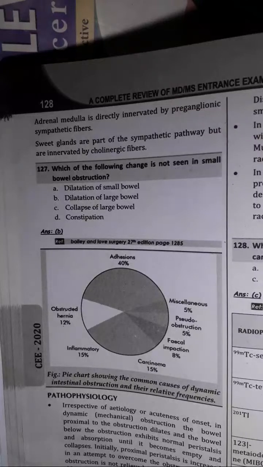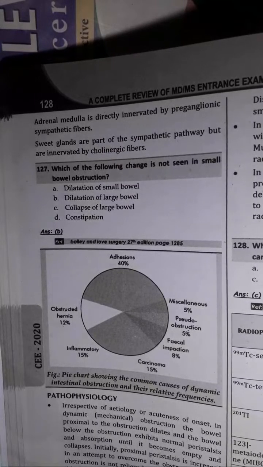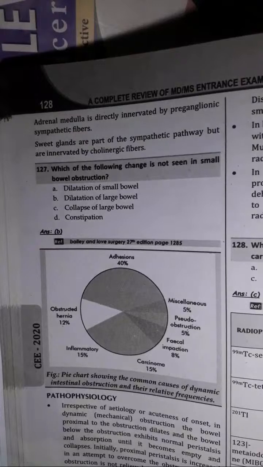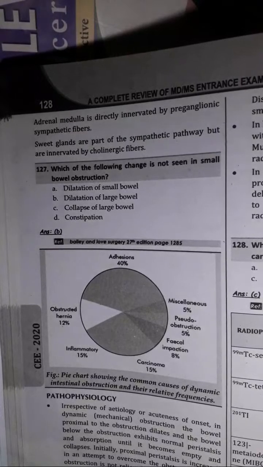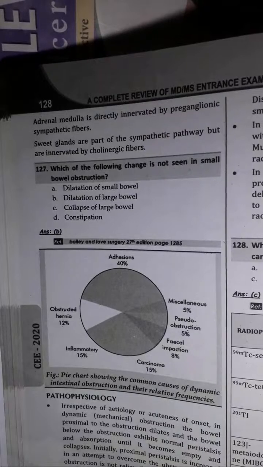Dilatation of small bowel, dilatation of large bowel, collapse of large bowel, constipation. Which of the following change is not seen in a small bowel obstruction? The answer is B, dilatation of large bowel.